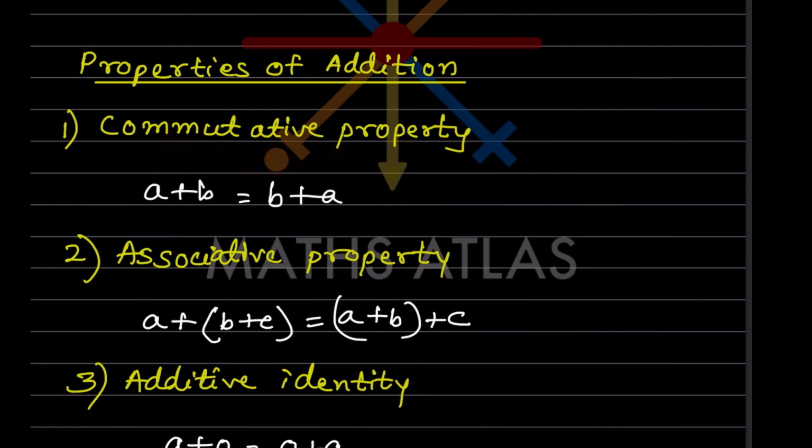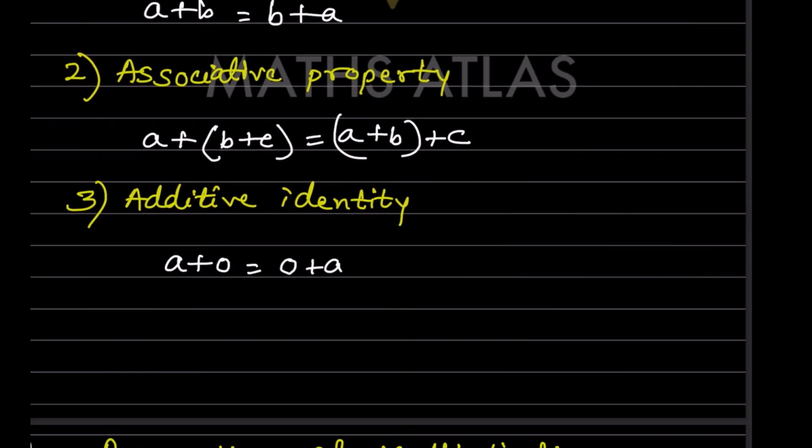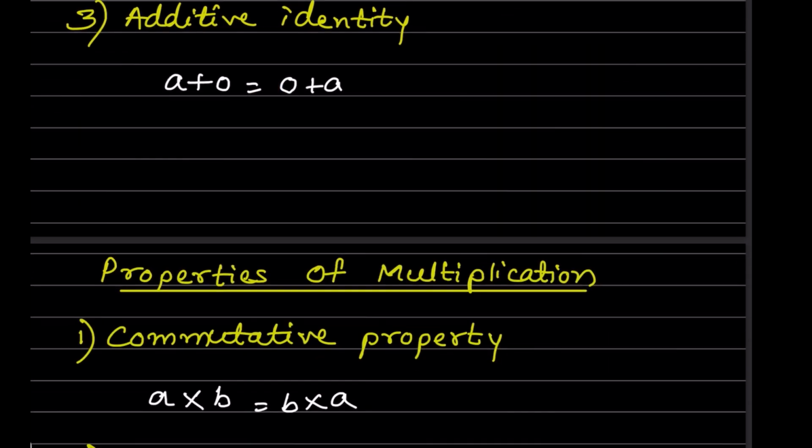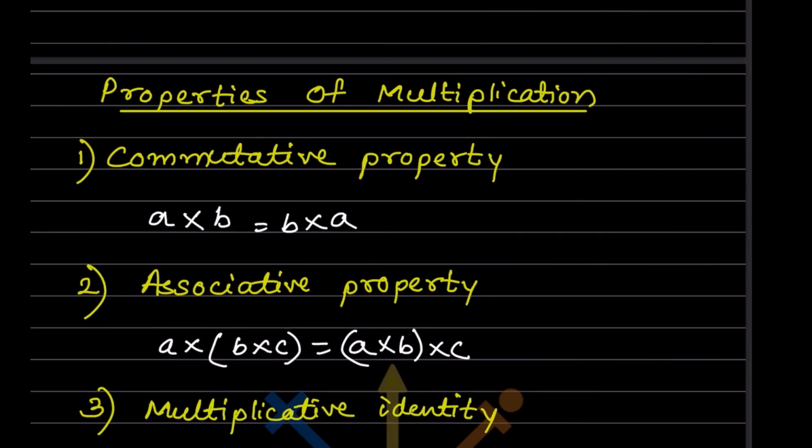Same for the associative property: a plus (b plus c) is going to be (a plus b) plus c. Now the additive identity: a plus 0 is equal to 0 plus a. So if I write 3 plus 0, that is going to be 3. You can also write 0 plus 3. You can write a is equal to 0 plus a. Both are the same.